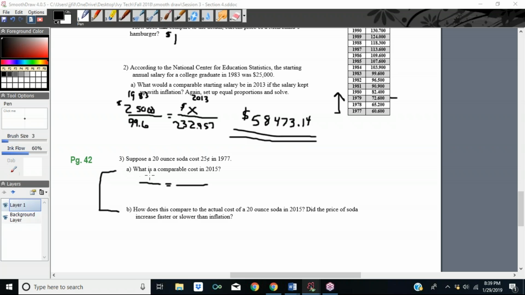So number 3 here says, suppose a 20-ounce soda cost 25 cents in 1977. So we need the 25 cents and we need the 1977 CPI, which is 60.6. We're trying to predict the cost in 2015. So we need 2015 CPI, 237.017. And when we multiply diagonally and divide by 60.6, we get that the predicted cost, if it were staying up with inflation, would be 98 cents, right? And so it says, how does this compare to the actual cost of a 20-ounce soda in 2015? Well, if you go out to the gas station and get a 20-ounce soda, it's going to cost you probably $1.50 or $2.